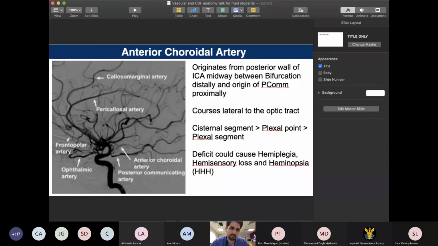It's identified on an angiogram as being the smaller artery that comes off the ICA distal to the posterior communicating artery. The posterior communicating artery should be more obvious, and the anterior choroidal artery has a cisternal segment that goes up and then a plexal point, and that's where it enters the choroid plexus. There are many choroidal arteries, and the clue is in the name. They supply the choroid plexus. So there's the anterior, and then there are several posterior lateral choroidal arteries.